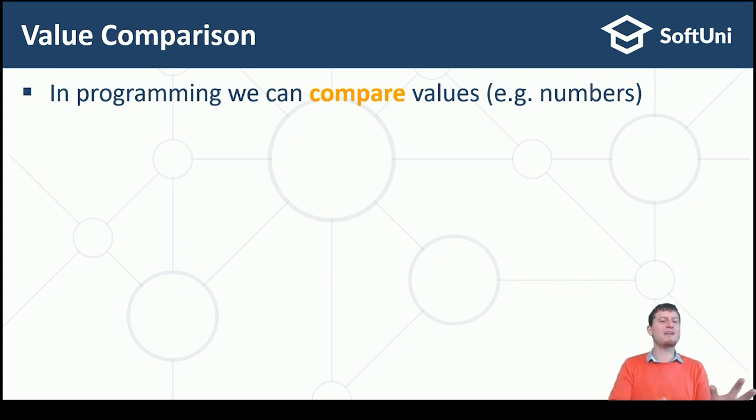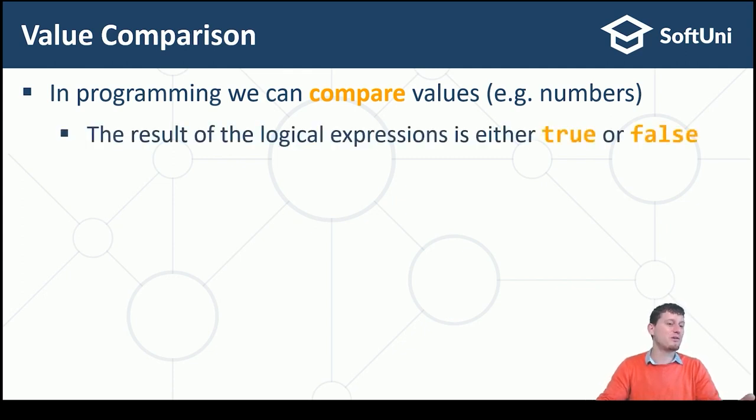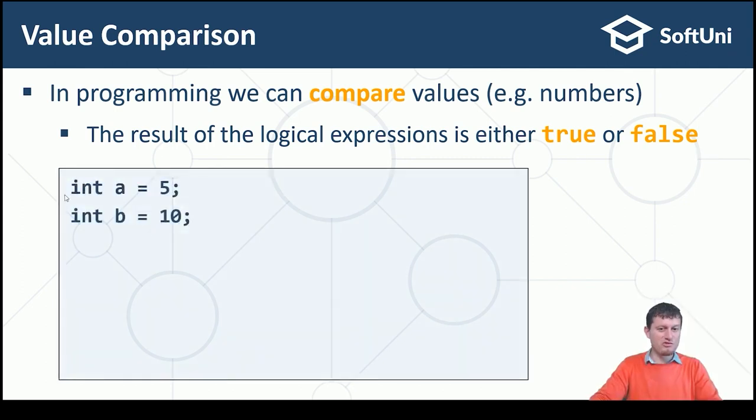In programming, we can compare values using these comparison operators. We can compare values like numbers or some other types which allow comparison, but in Java, we can compare mostly numbers because these operators don't work for strings, for text, for dates, for example. The result of the logical expression is either true or false, and this is an example.